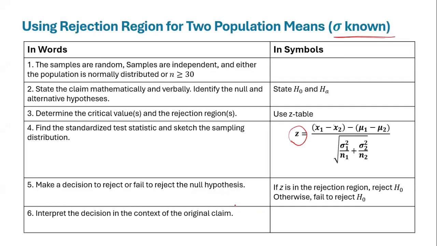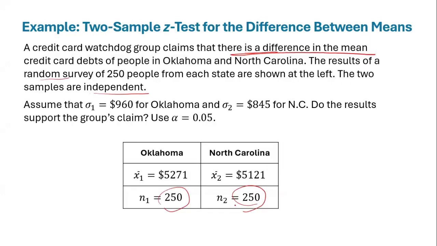Second step, we need to find the claim and write the null and alternative. The claim says that there is a difference. When there is a difference, that means mu1 and mu2 are not the same. And we always put the not equal sign in the alternative. So the claim is in the alternative. That means the null must have the equal sign.